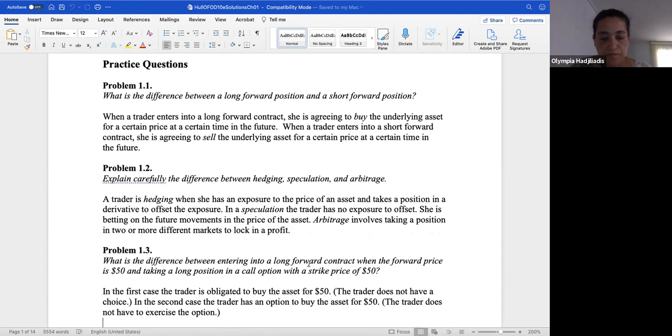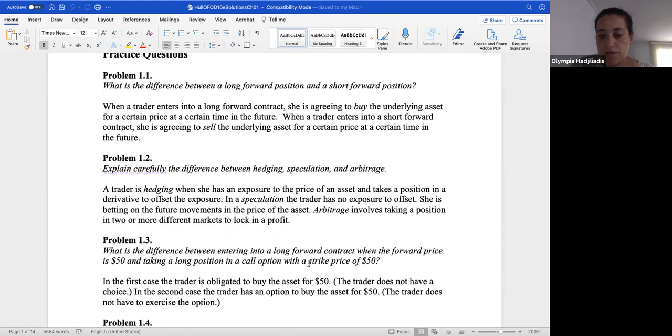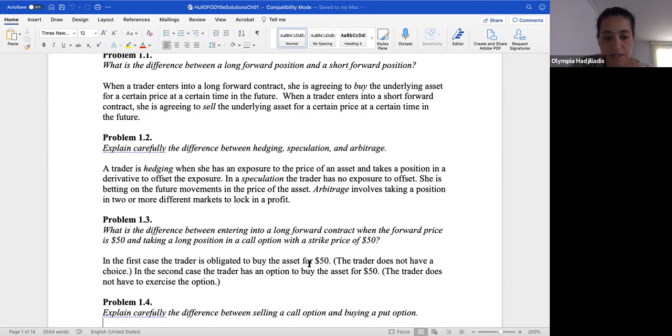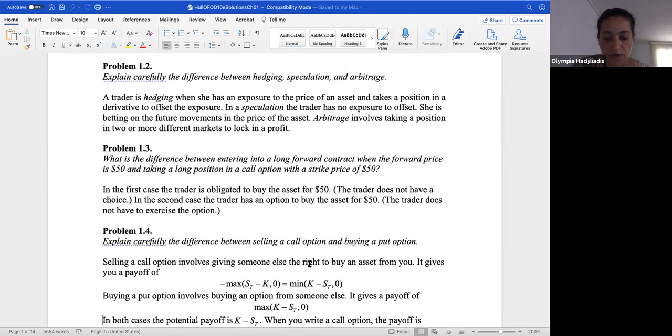Then problem 1.3, what is the difference between entering into a long forward contract when the forward price is $50 and taking a long position in a call option with a strike price of $50? Well, the difference is that in the first case, the trader is obligated to buy the asset for $50. The trader does not have a choice. In the second case, the trader has an option to buy the asset for $50. The trader does not have to exercise the option.